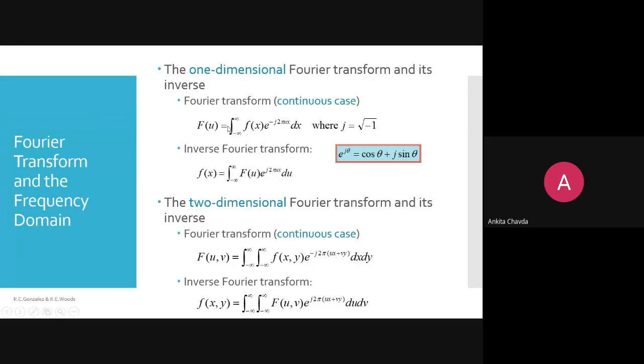So F of u equals minus infinity to plus infinity f of x into e raised to minus j 2 pi ux into dx. This is where we are applying integration, right? Because we already have my image in the spatial domain, that is this f of x, right? How the formula comes about and all, that specification is not given.